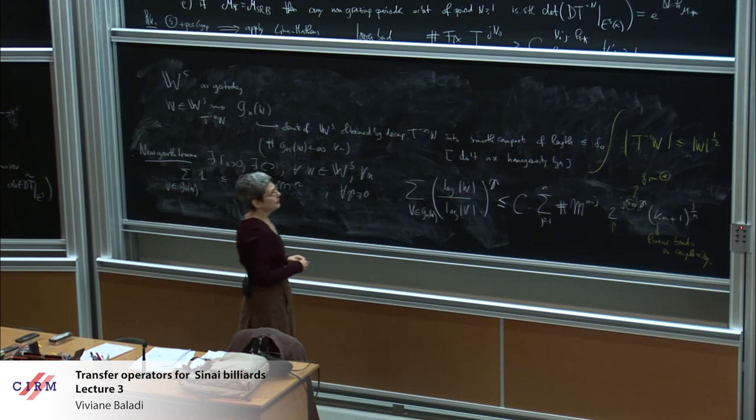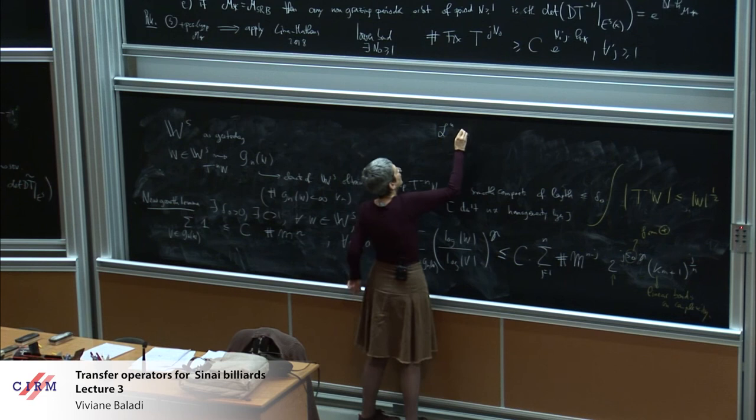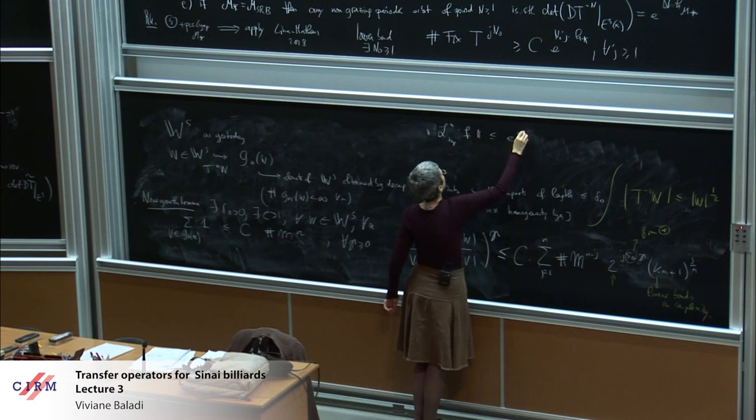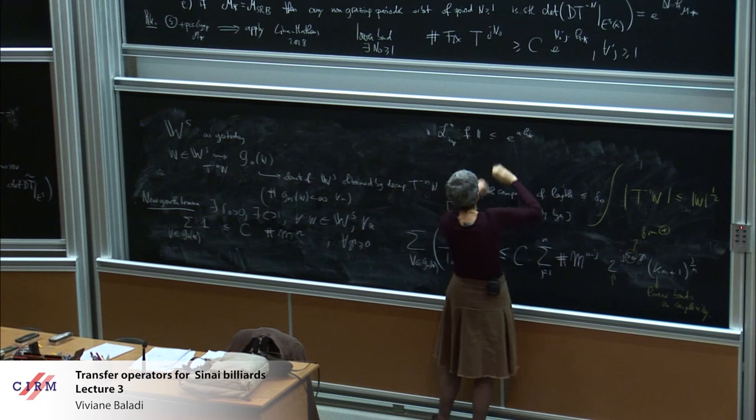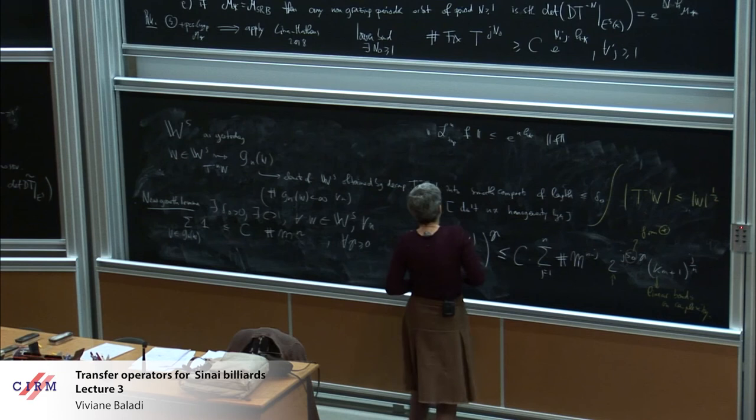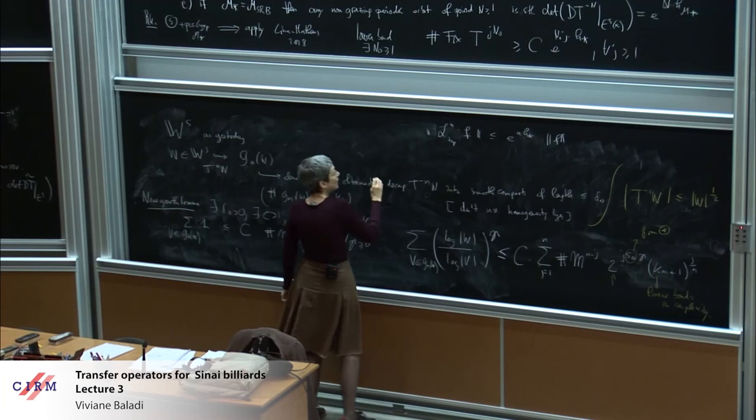That's because we have a weak Lasota-Yorke bound, which says that this is bounded by e to the n h star. First we get some of these cardinalities, but then we have some exact bounds and we can reduce to that. We also have the bound for the weak norm, but that's the main thing for what I'm going to say now. And so what do we do now?